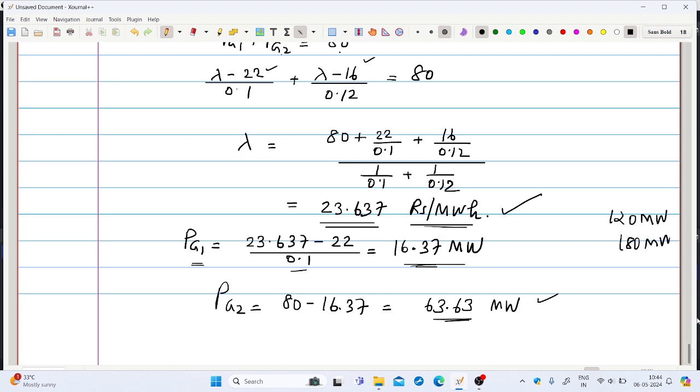So this is how we can do economic load dispatch, neglecting losses and generator limits.